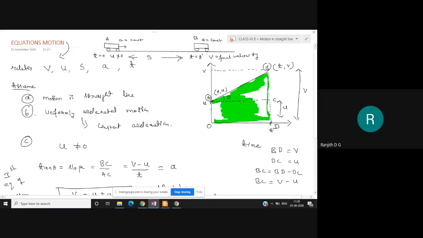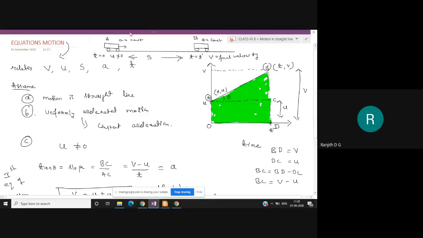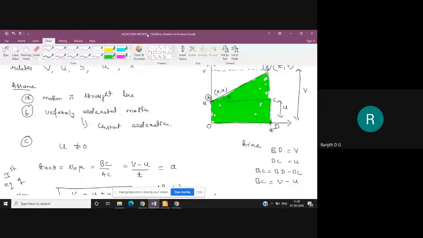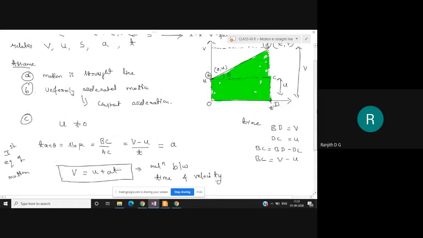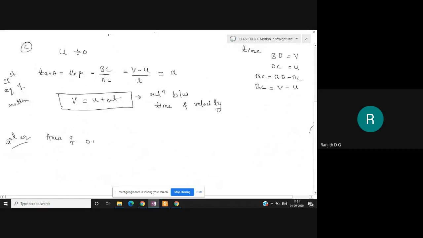This is looking like a trapezium, but I won't consider it as a trapezium. Now I'll divide this into two shapes: one is a rectangle, and one is a right angle triangle. I divide it that way, and I will calculate the area. Let us say the area of ODCBAO, so that area I will divide.